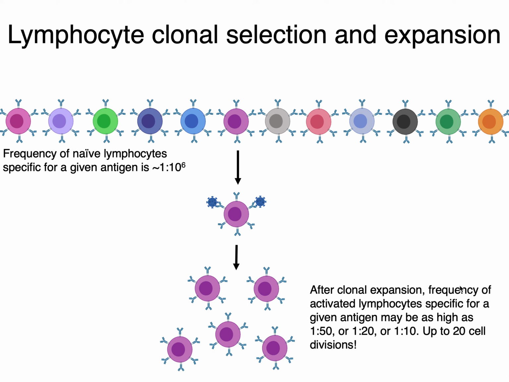After clonal expansion, the frequency of activated lymphocytes specific for that antigen may go from 1 in a million to as high as 1 in 50 or 1 in 20 or 1 in 10. And that's sometimes greater than 20 cell divisions within the course of just about a week. This is about as fast as mammalian cells can divide. So it's a very robust process of clonal expansion.